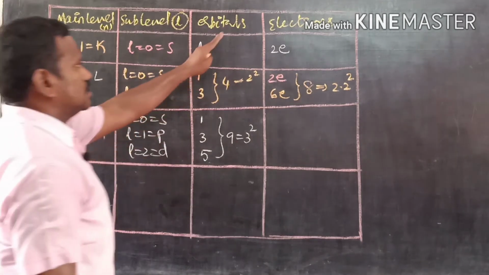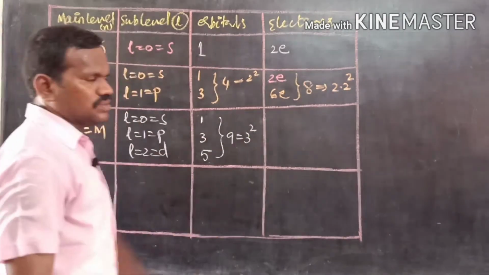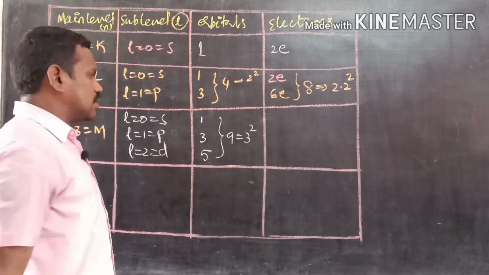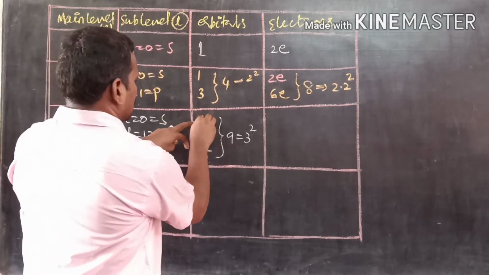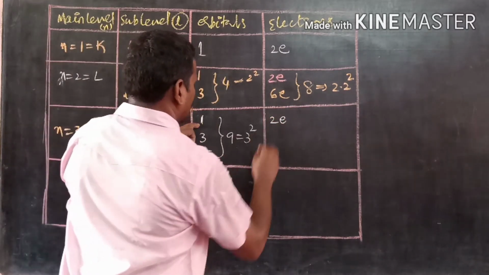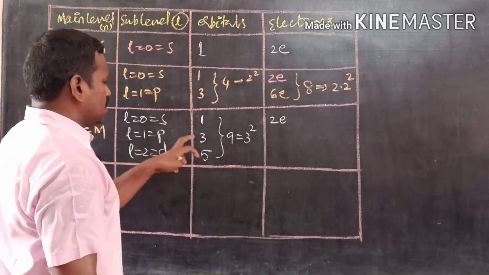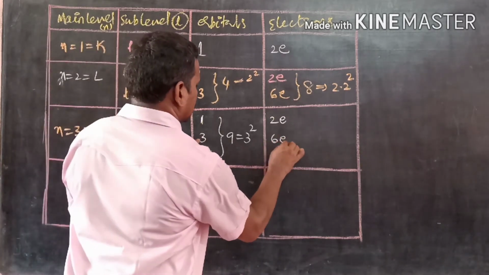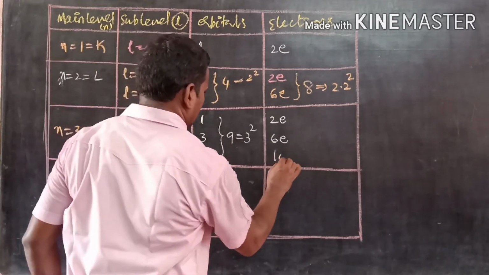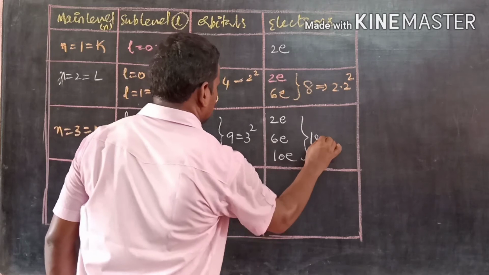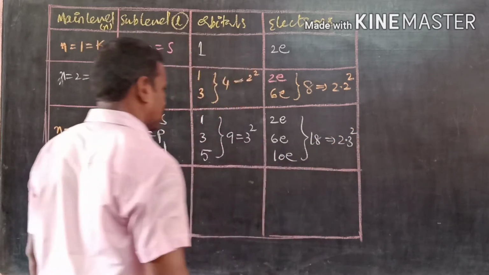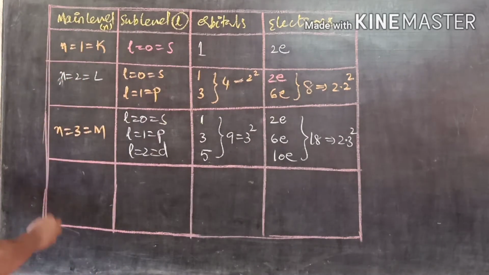Now, let us discuss how the orbitals are split into electrons. I already said each orbital can accommodate 2 electrons. Based on the rule, the S sublevel with 1 orbital can accommodate 2 electrons. The P sublevel with 3 orbitals can accommodate 6 electrons. The D sublevel with 5 orbitals can accommodate 10 electrons. The total number of electrons is 18. It can be written as 2 into 3 square. Now, let us come to main level 4.